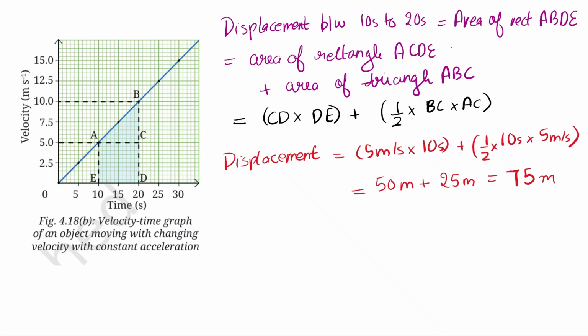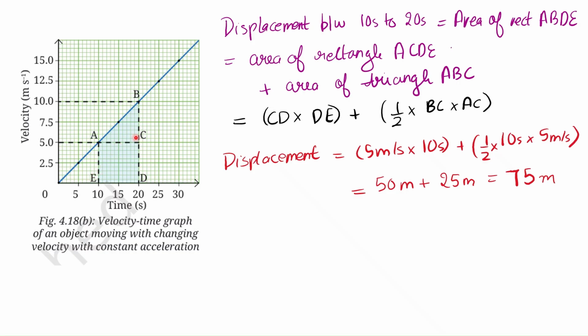How can you determine the displacement from the graph given in this figure? Suppose you find the displacement between 10 seconds and 20 seconds, corresponding to which graph points are A and B. We calculate the area between AB and time axis to obtain the displacement of the object which is moving with a constant acceleration. Thus, displacement between 10 second to 20 second is equal to area of rectangle ACDE plus area of triangle ABC.